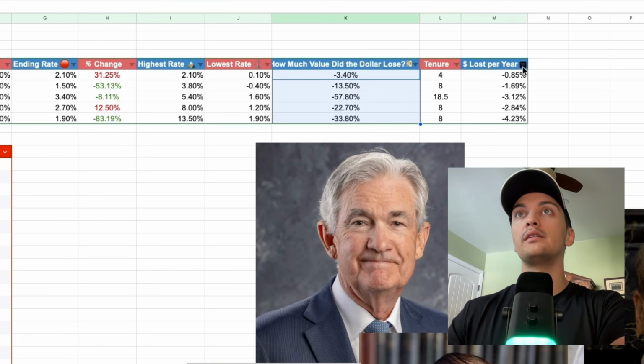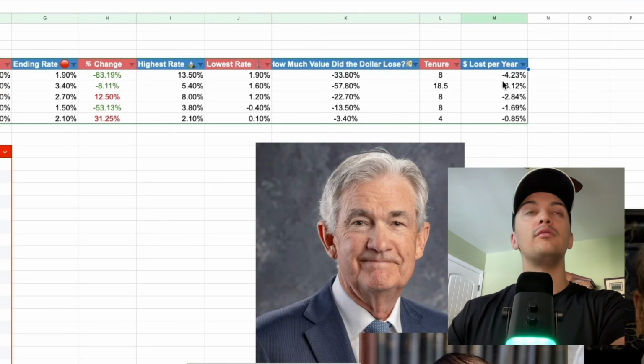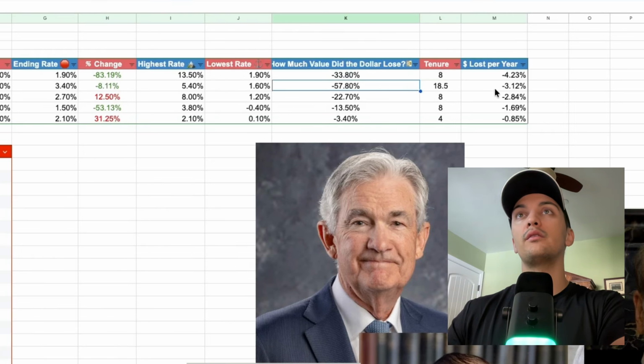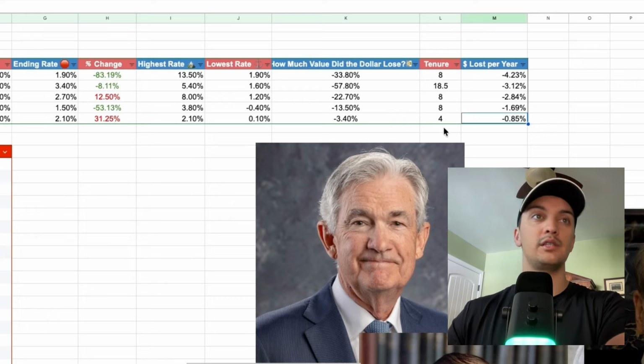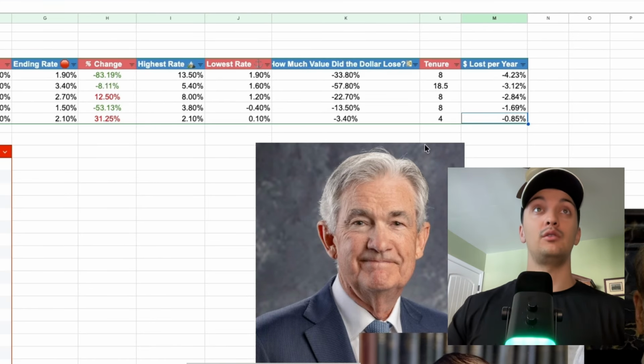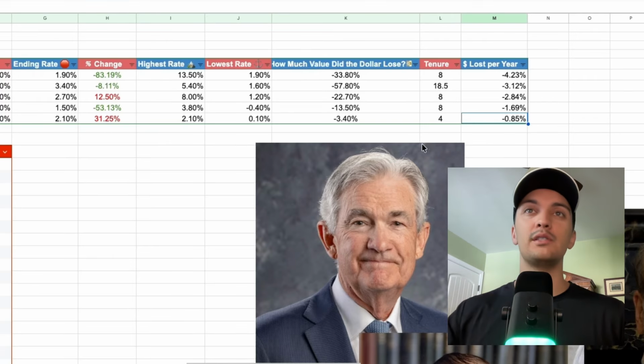And we see that if we sort it, Volcker, 33% over 8 years. Greenspan, 3% per year. Powell, almost 3% per year. Bernanke, 1.7% per year. And Yellen, 0.85% per year. So what do you guys think? Who was the best Fed chair and who was the worst Fed chair?